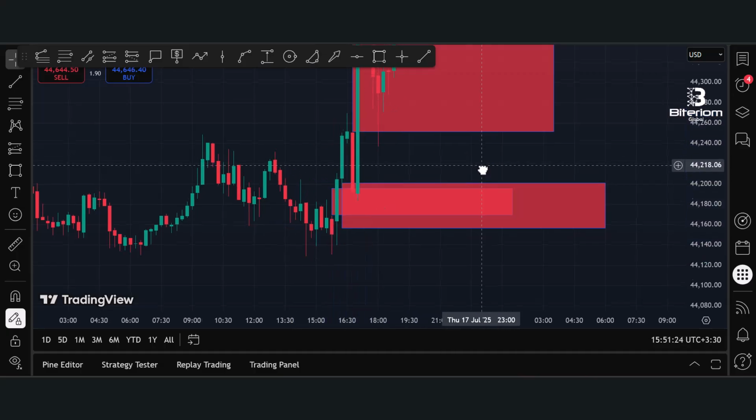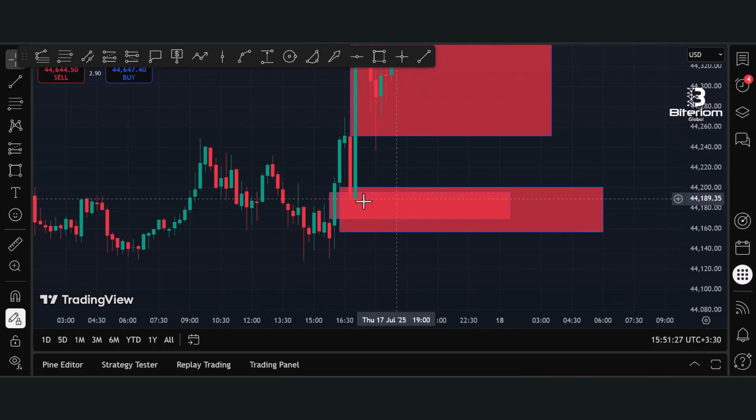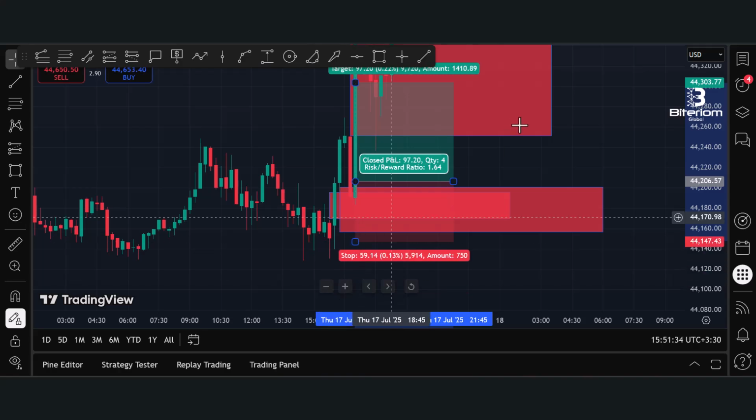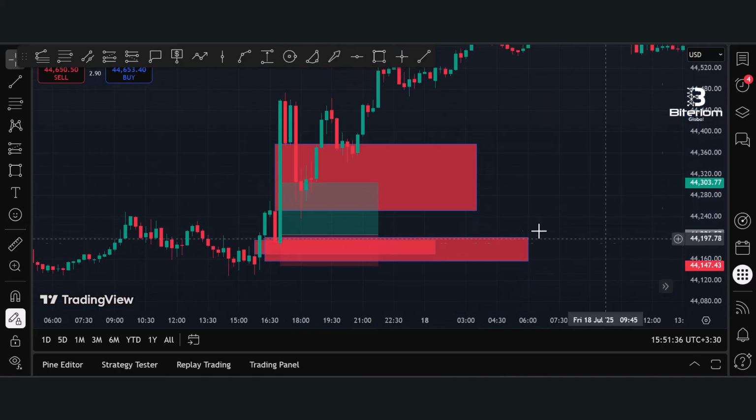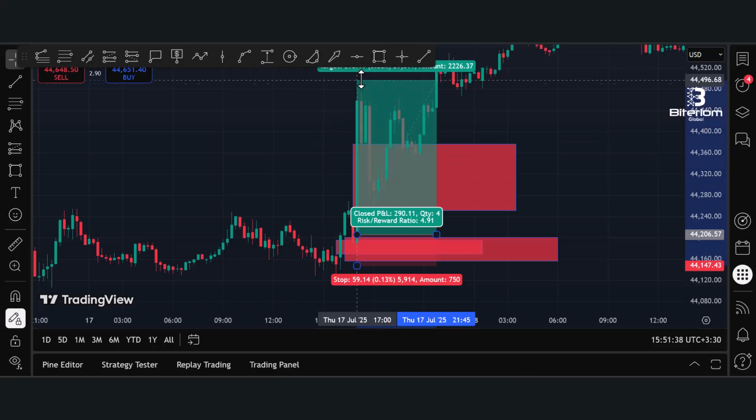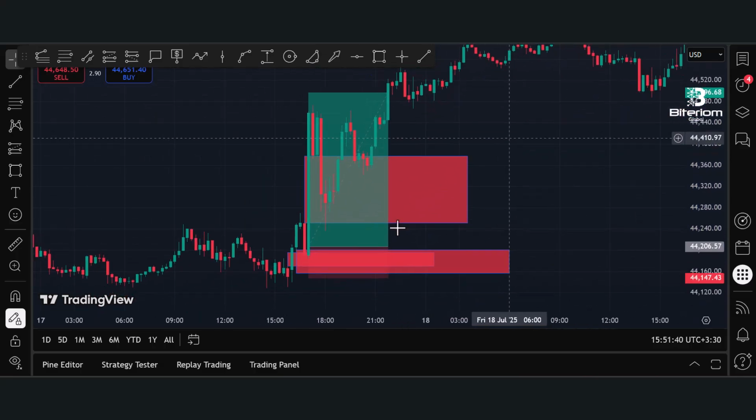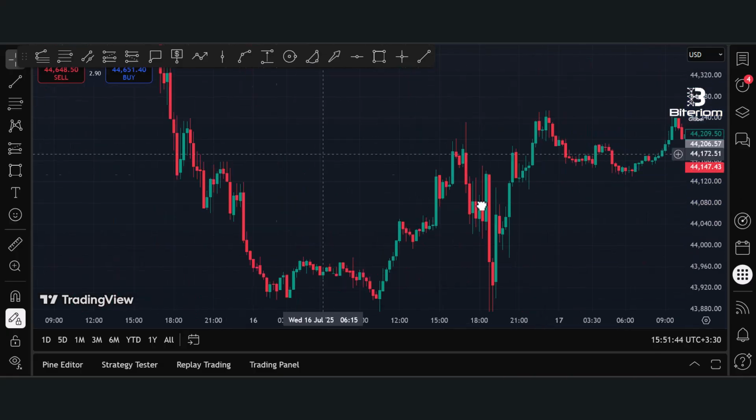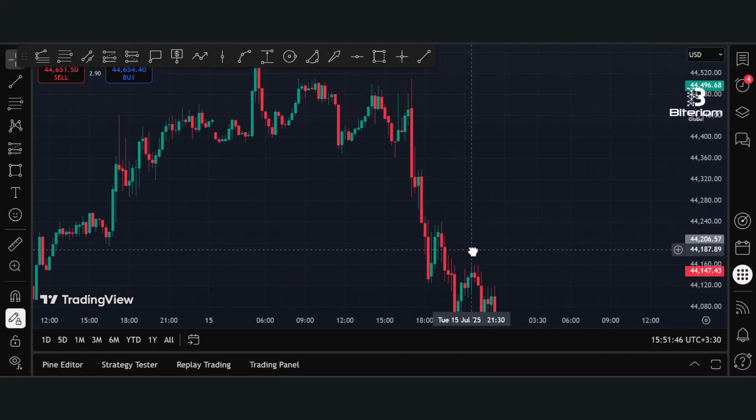After that, we can wait for a pullback to this zone as support zone, and open a long position with a stop loss behind the zone. You can see with this strategy we can make a higher reward, 5R, guys. Let's see another example on a bearish spike leg.